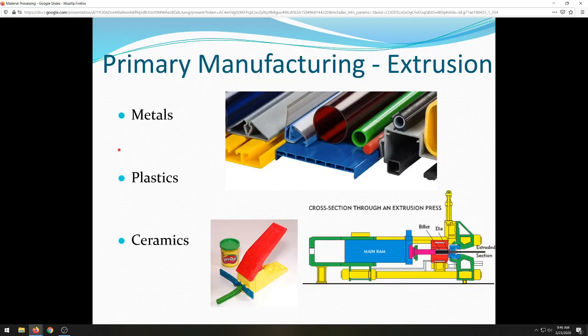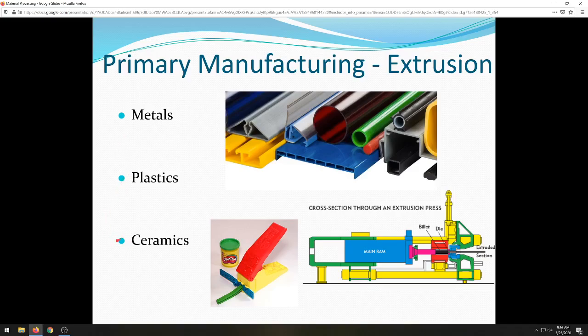Another primary manufacturing process is extrusion. This is probably one of the more expensive ones. It's also really good for high production rates. So a lot of companies get custom-made extrusions for things that they want to manufacture. So things like metal window frames are often extrusions that are then cut and bent and joined. Plastics, all sorts of custom extrusions there.